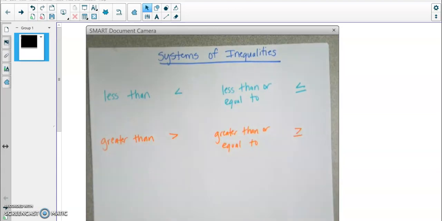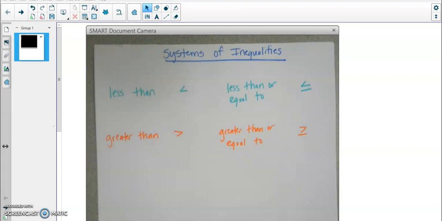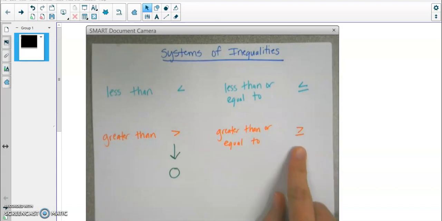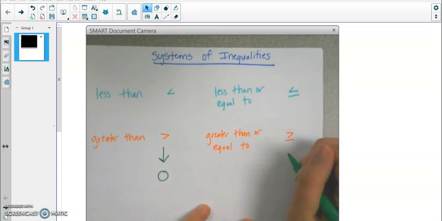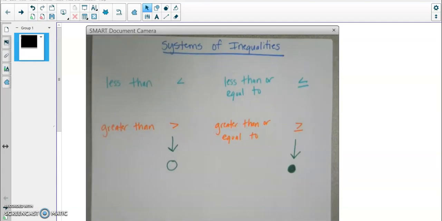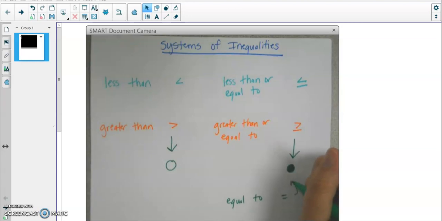Now, what you should know is that less than and greater than, when graphed, get an open circle, and less than or equal to and greater than or equal to, when graphed, get a closed circle. So this is something to know. Open circle and closed circle mean different things. If it has the or equal to, it gets the closed circle. Also, if it has the equal to sign, this also gets a closed circle.